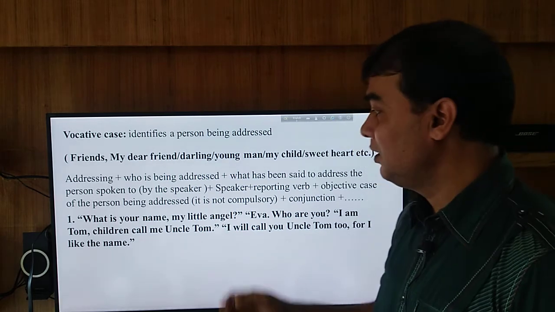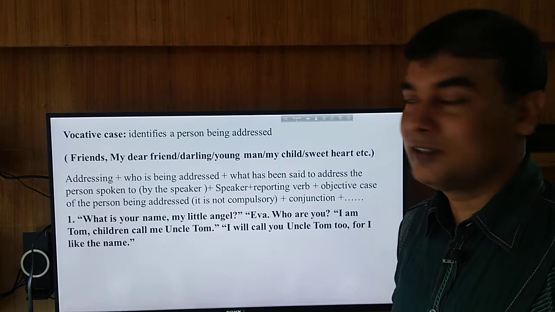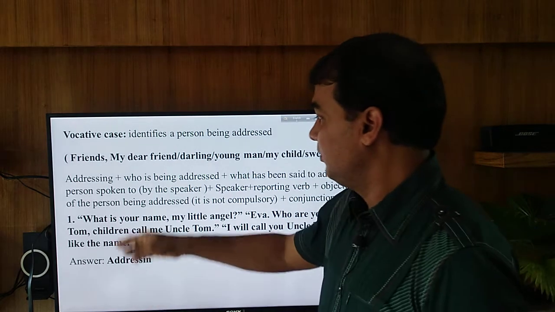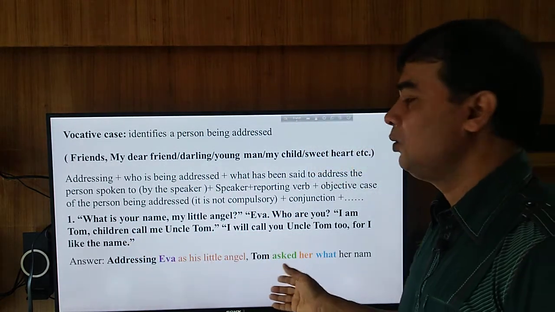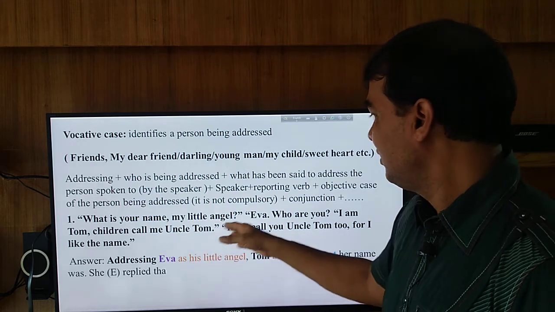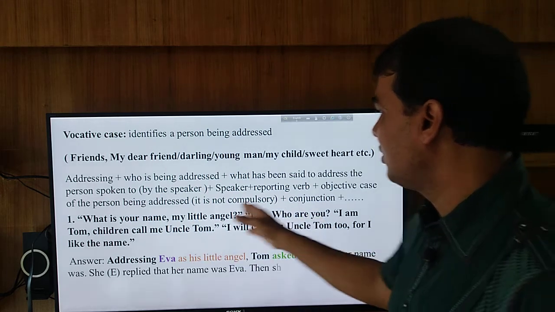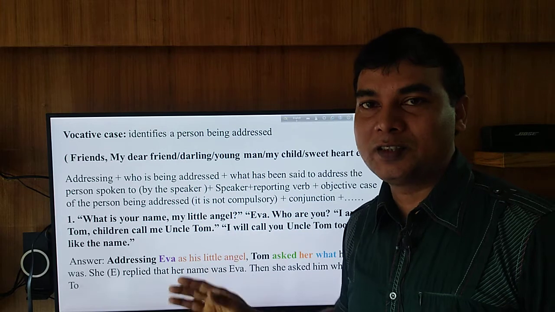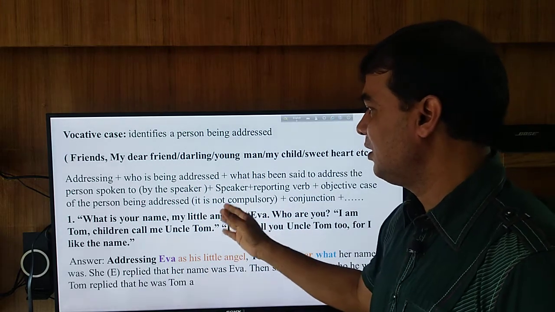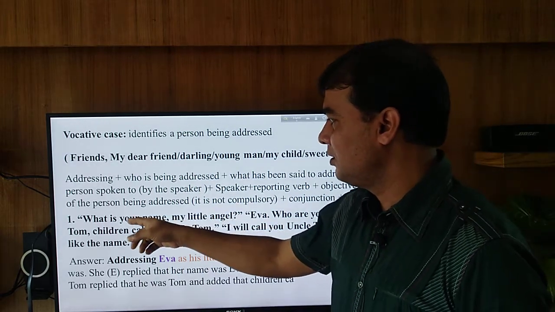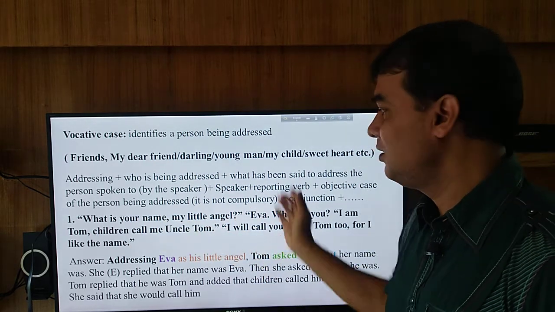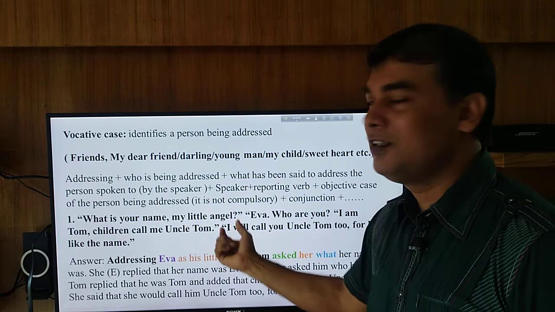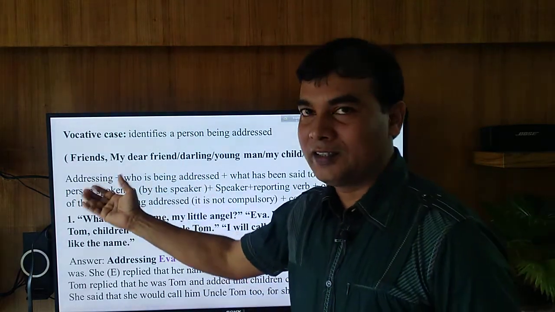Okay. Now see, how can we do this narration? First of all, you see who is the speaker and who is being addressed here. Here you see Tom is talking to Eva. So Tom is the speaker and Eva is the listener. And in the first sentence, you see, what is your name, my little angel? Tom is addressing Eva, saying, my little angel. So we can use this technique.